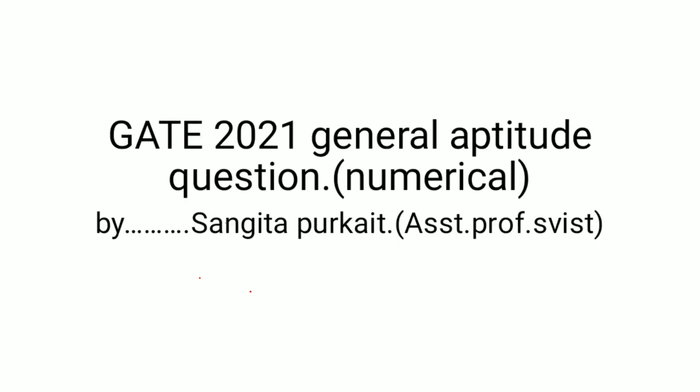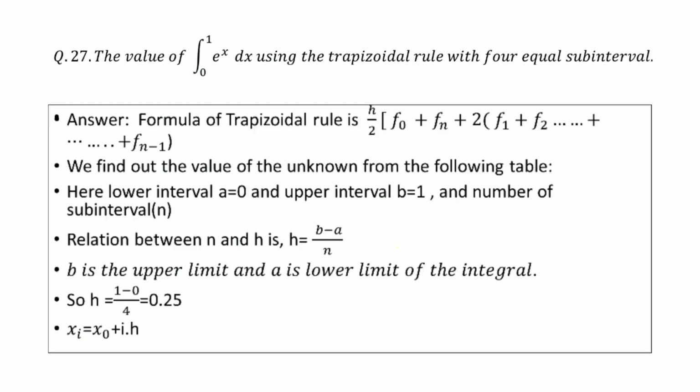So today I will discuss a numerical question from Civil GATE 2021, question number 27. The question is: the value of the integration from 0 to 1 of e to the power x dx, using the trapezoidal rule with four equal subintervals. Now first of all we have to know what is the formula of trapezoidal rule.